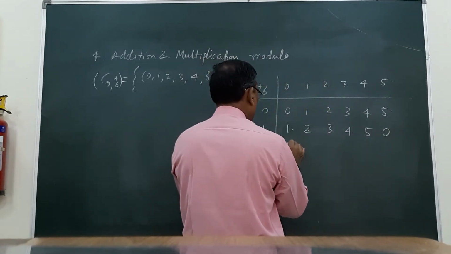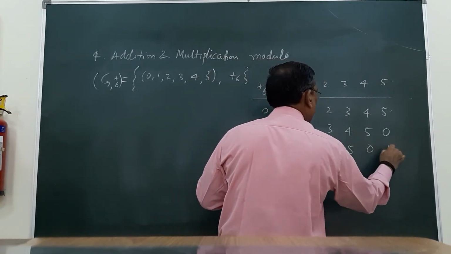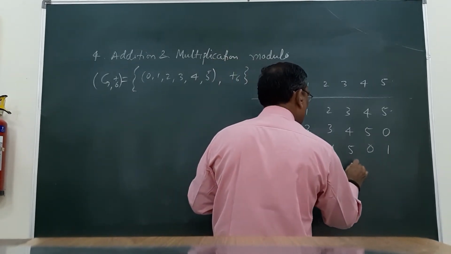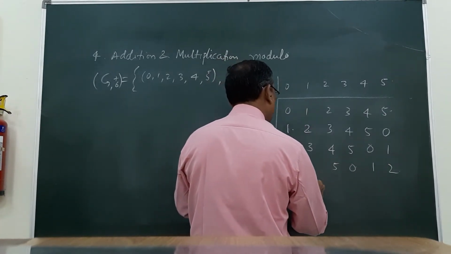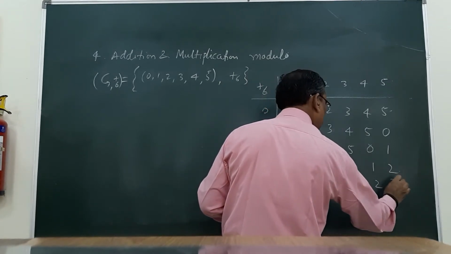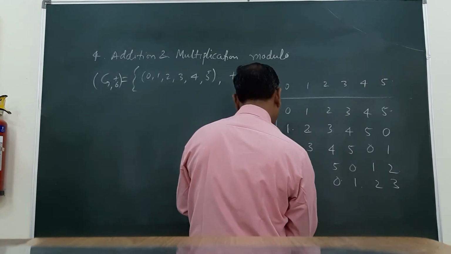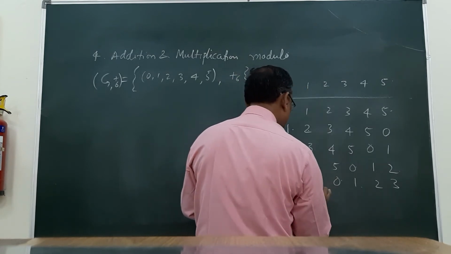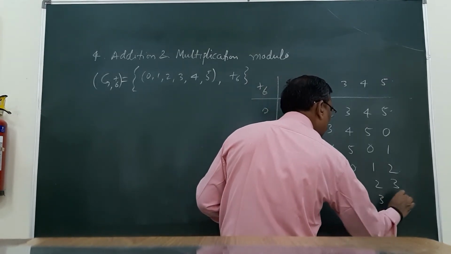2, 2, 3, 4, 5, 0, 1. 3, 3, 4, 5, 0, 1, 2. 4, 4, 5, 0, 1, 2, 3. 5, 5, 0, 1, 2, 3, 4.